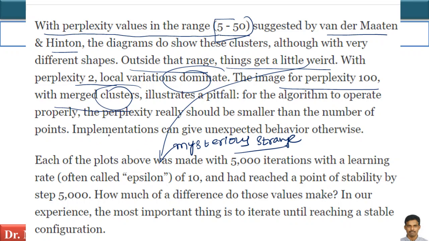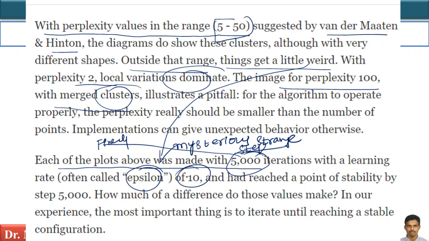Now we will go back. In the previous slides you have different plots. Each of the plots above was made with 5000 iterations. This is fixed. That's what we were saying. The number of iterations is fixed, 5000 iterations, with learning rate epsilon. Epsilon is the learning rate. I will discuss epsilon in future classes. He is taking learning rate 10, and had reached a point of stability. I will discuss these things.